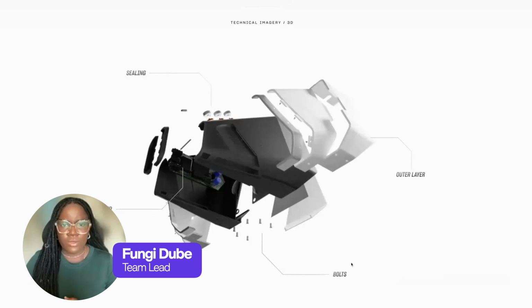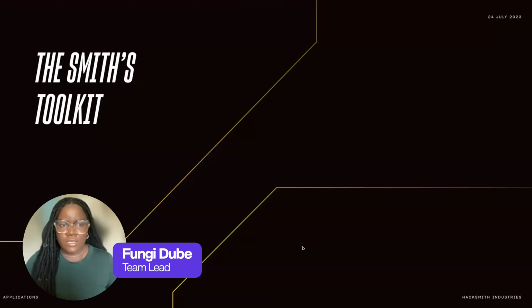The other thing that we thought about was 3D, just technical imagery. It can maybe have like moving 3D molds and pulling things apart. This would create some intrigue and interest, especially for makers. And this brings us to the toolkit.